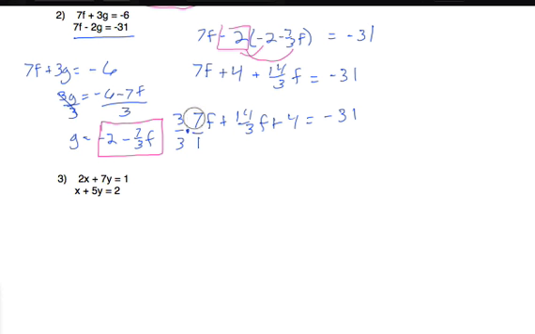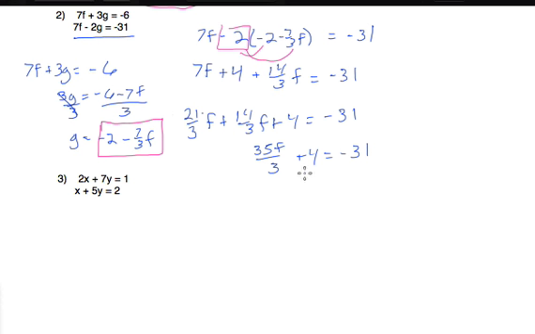So I'm going to erase this right here, and I'm going to rewrite this as 21 over 3. And then 21 plus 14 is 35, so this is 35f over 3 plus 4 equals negative 31. And I'm going to show all of you a common mistake.